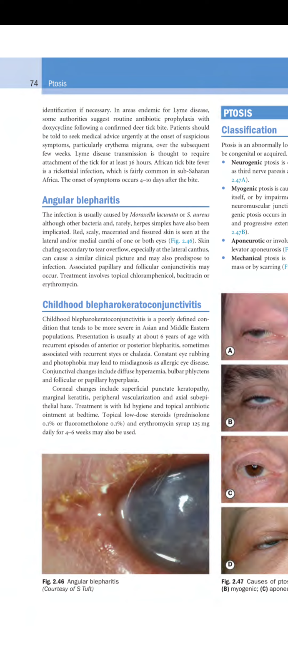Over the subsequent few weeks, Lyme disease transmission is thought to require attachment of the tick for at least 36 hours. African tick bite fever is a rickettsial infection which is fairly common in sub-Saharan Africa. The onset of symptoms usually occurs 2 to 4 days after the bite.